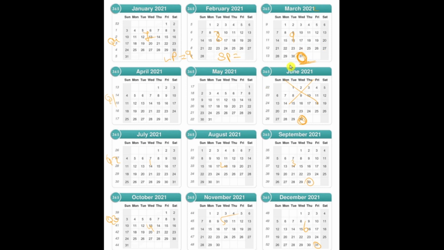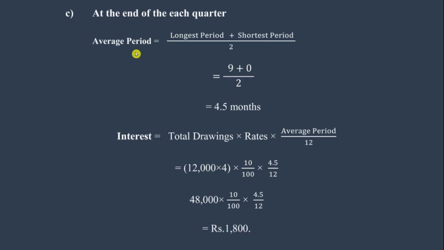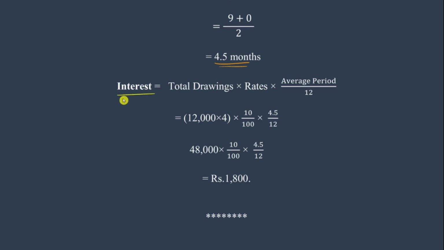Okay, the shortest period: the last day of withdrawal is 31st March, to the accounting period end date, that is 31st itself. So you are calculating from 31 to 31, same day to same day. So that is 0 months. If you come back to the average period, it is equal to the longest period 9 plus the shortest period 0, divided by 2, that's 4.5 months. Next, the main formula, that is interest.